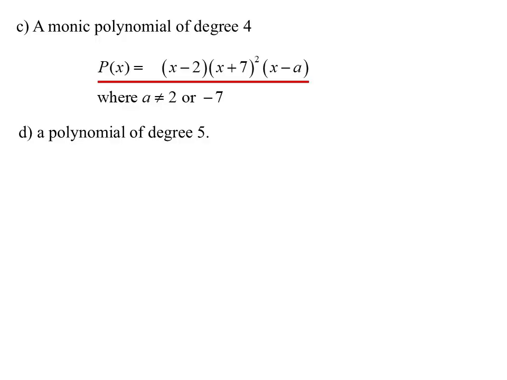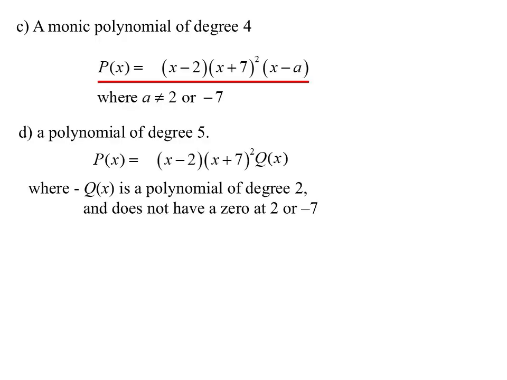How about a polynomial of degree 5? Again, I know those two things are factors. I'm going to multiply it by a quadratic, but rather than say quadratic, I'm just going to call it a polynomial of degree 2. I suppose I could have written ax squared plus bx plus c, but it's easier just to say q(x), which is of order 2. And again, it can't have a 0 at 2 or negative 7. Also, do I need the k there? You probably don't, because it could be in that q(x) that I set up.